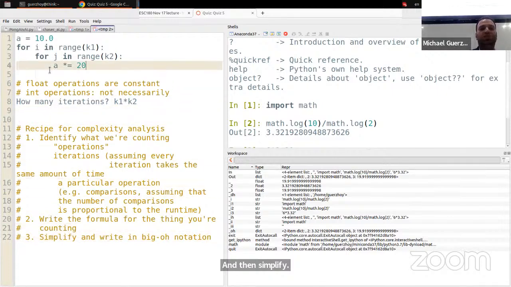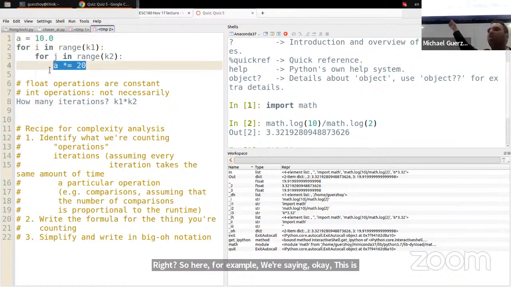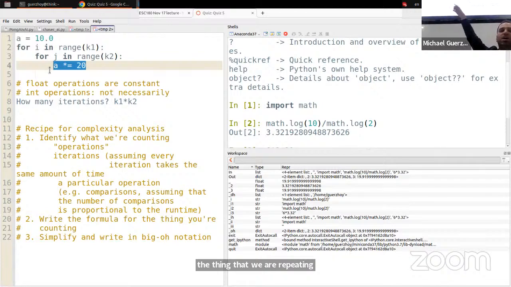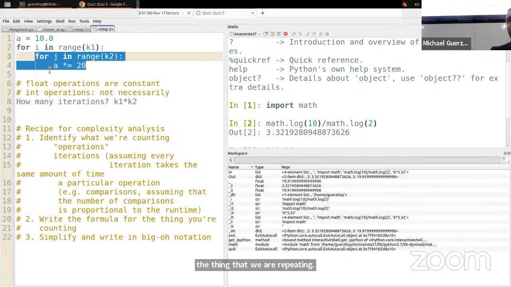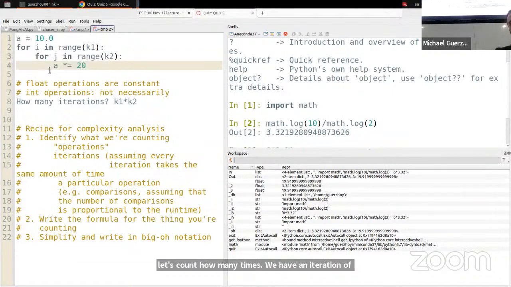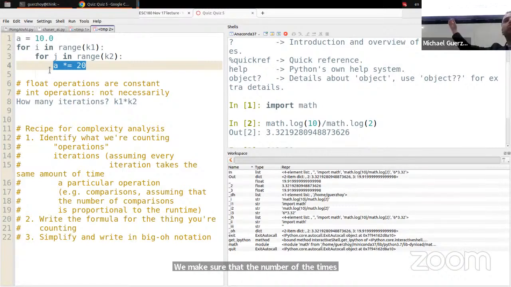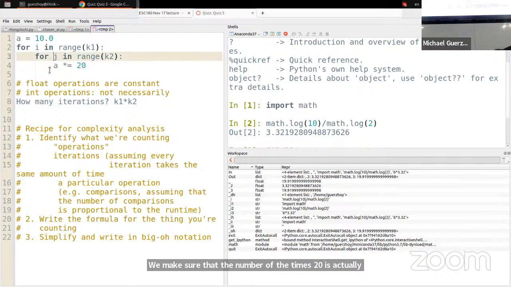Right? So here, for example, we're saying, okay, this is the thing that we are repeating. Let's count how many times we repeat this thing. So let's count how many times we have an iteration of the inner loop, essentially. Or you could say, how many multiplications are we doing? We make sure that the number of times we multiply is actually proportional to the runtime. How do we do that? We say, well, float multiplications take the same amount of time every time. It doesn't matter what the value of the float is, approximately.